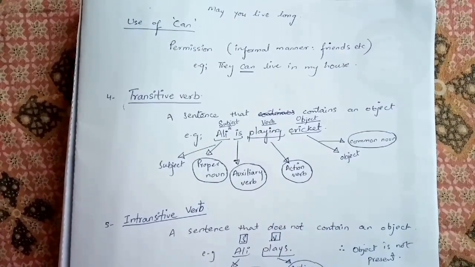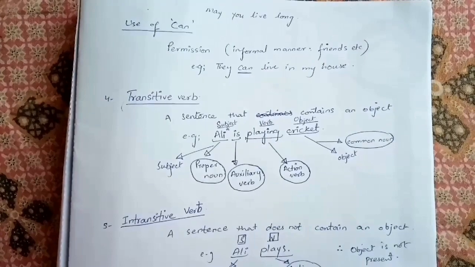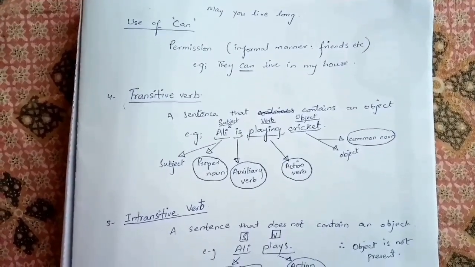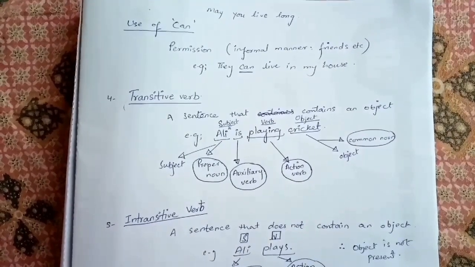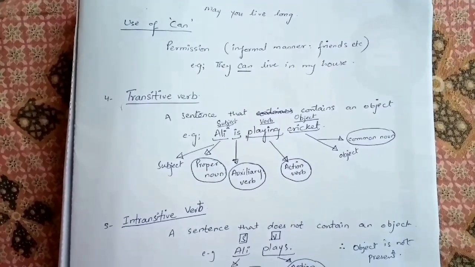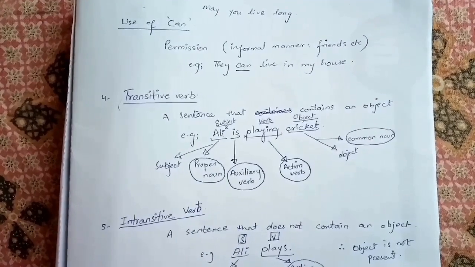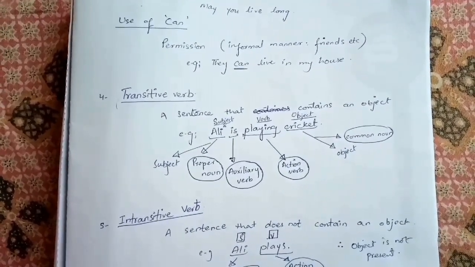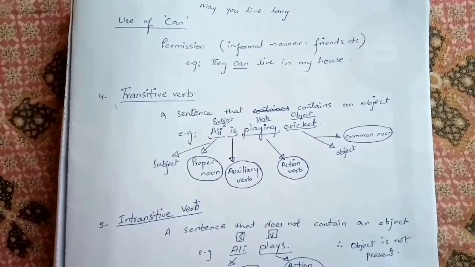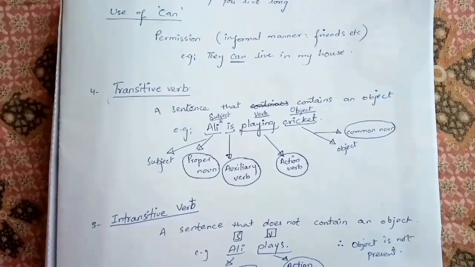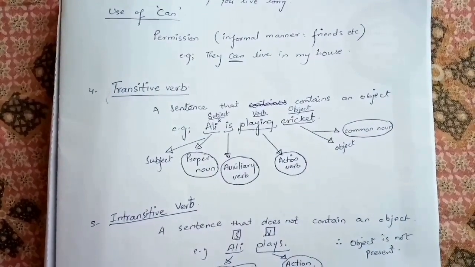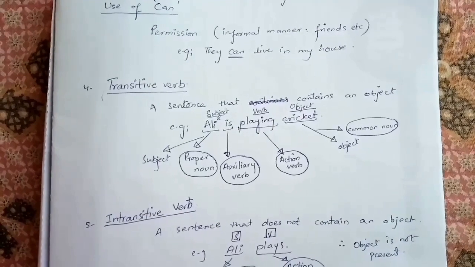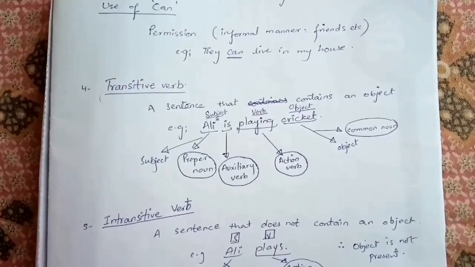If you are asking for permission from your parents or from your teachers or someone who is in higher rank than you, then you have to use may in those sentences. Whereas, if you're taking permission from your friends, it should be in an informal manner. Then you have to use the word can instead of the word may. For instance, they can live in my house. Over here, I'm granting permission, so I have to use the word can.